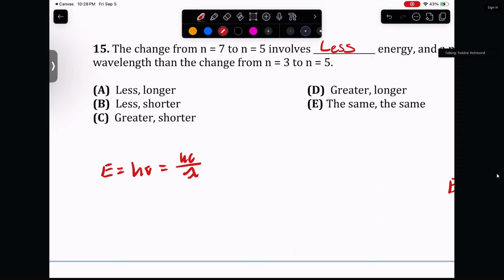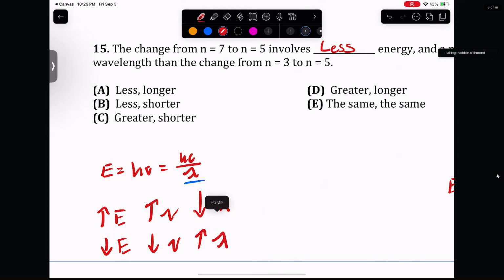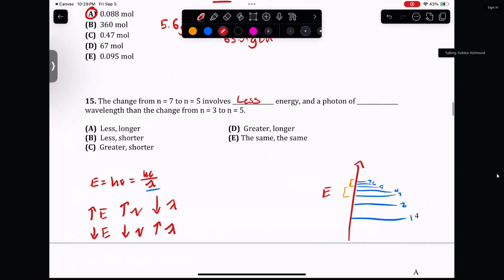This is a mathematical way to say that if we increase energy, we increase frequency, and we decrease wavelength. You see how wavelength, or lambda, is on the bottom? That says it's inversely proportional. And the opposite is true. Less energy change is predictive of less frequency and longer wavelength. Applying that to that problem, if we have a less energy change, it should have a longer wavelength, which is answer choice A.